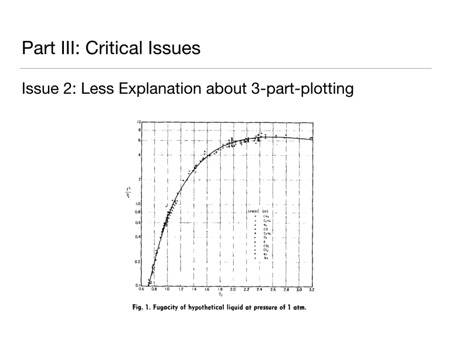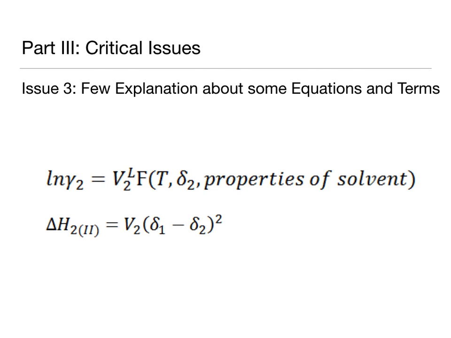Second, lack of explanation about the three-part plotting. The x-axis of figure 1 contains three parts. Vapor pressure data were used for the range from 0.7 to 0.8. Heavier gases solubility data were used for the range from 0.8 to 1.4. Lighter gases solubility data were used for the range from 0.8 to 1.4. However, the authors did not point out why they chose it this way. For example, we don't have much confidence in using figure 1 for estimating heavier gases at the range from 0.8 to 1.4.